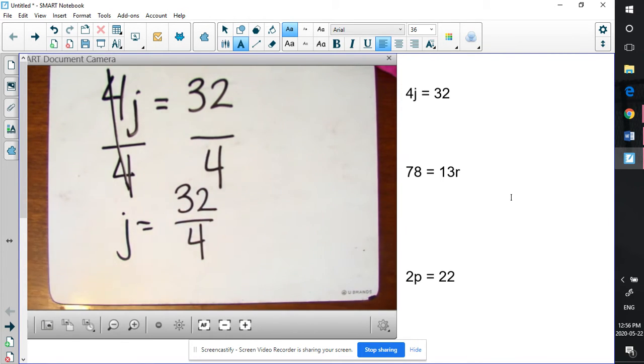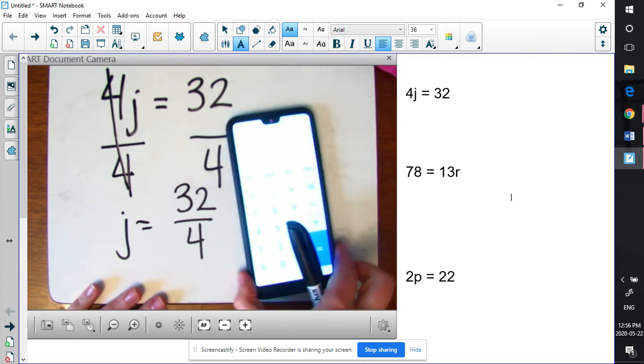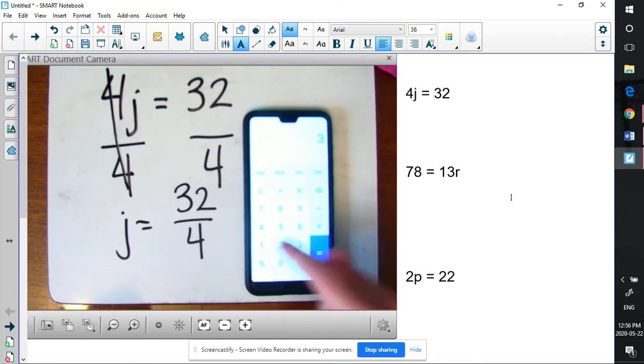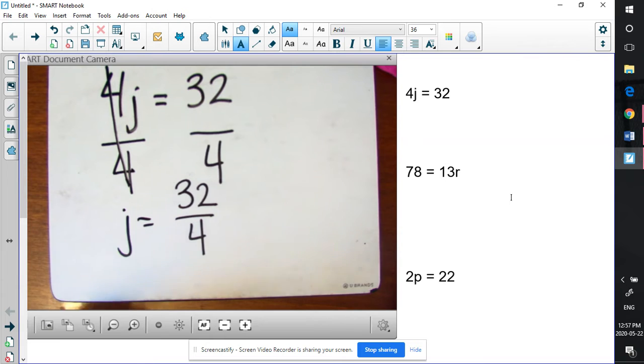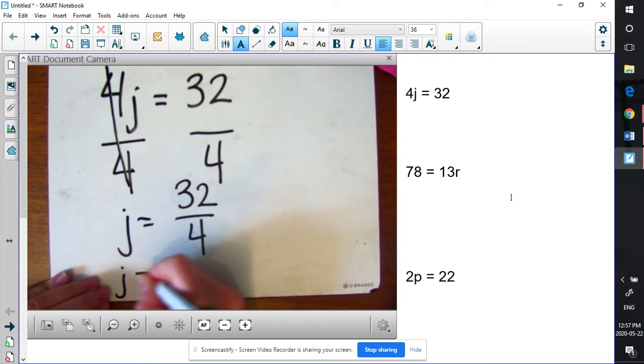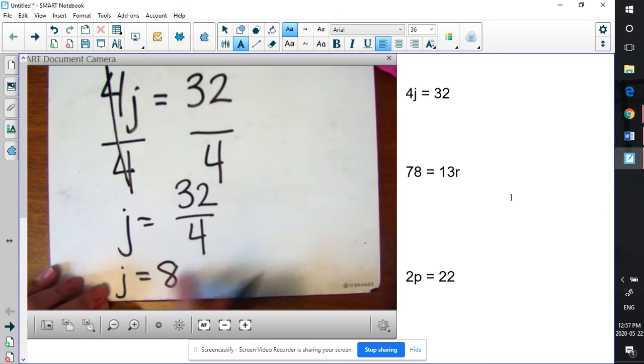Now, if you know this one off the top of your head, that is amazing. If you don't, then take out your calculator. 32 divided by 4 gives you 8. Now, don't just put 8 as your answer. You have to put j equals 8. That would be your answer.